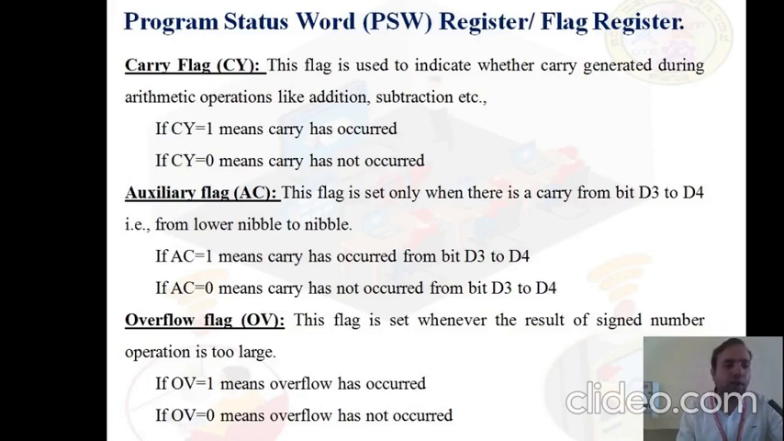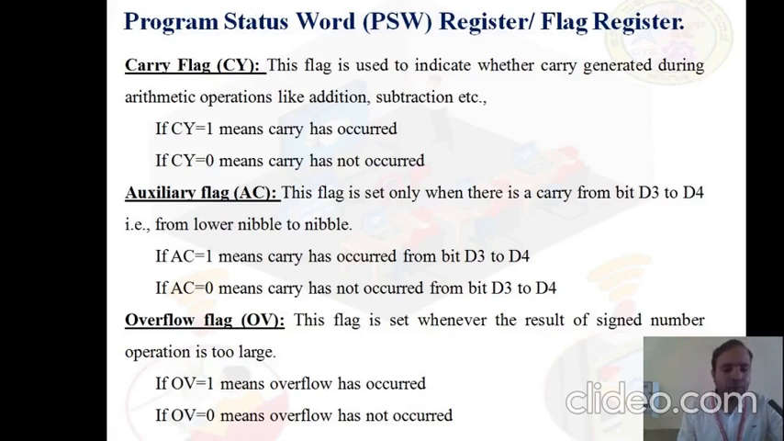Next we have the auxiliary carry flag. This flag is set only when there is a carry from bit D3 to D4, that is from the lower nibble to the upper nibble. If the auxiliary carry flag bit becomes 1, then it means the carry has occurred from bit D3 to D4. If the auxiliary carry bit is 0, it means the carry has not occurred from bit D3 to D4.